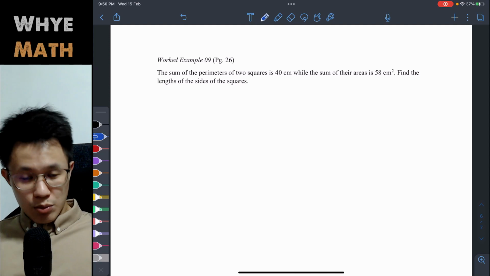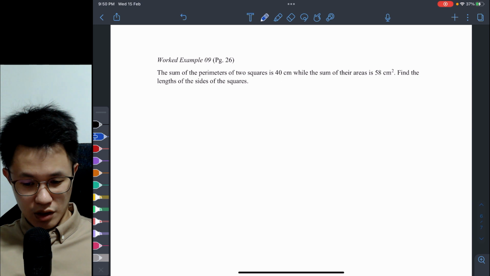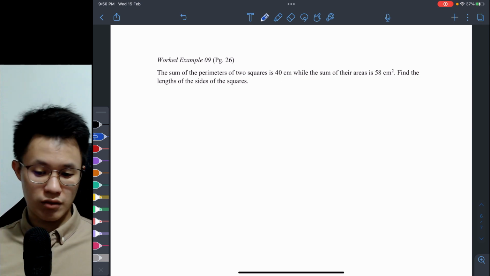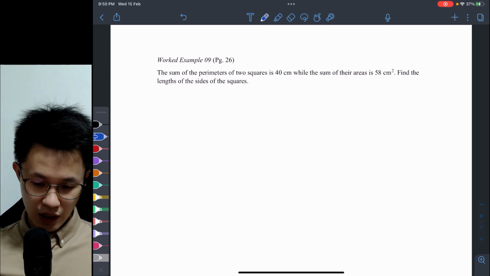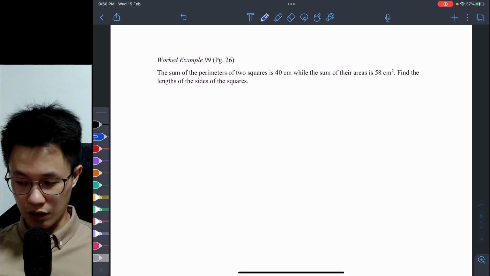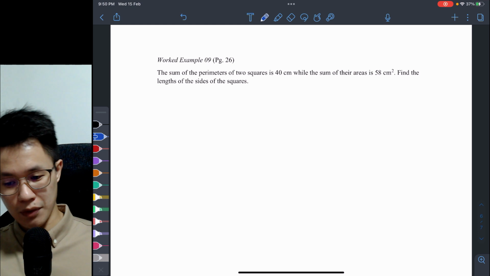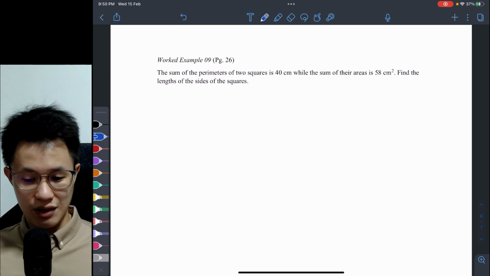Alright, last but not least, we have some real world examples of how you're going to use quadratic equations and linear equations in real world problem context questions. Right here we have a question where it says that the sum of perimeters of two squares is 40 cm, while the sum of their areas is 58 cm square. Find the length of the sides of the squares.